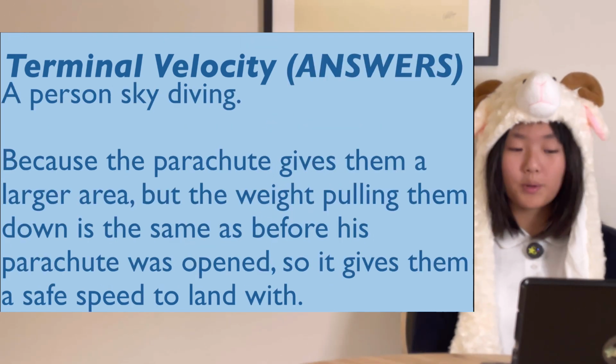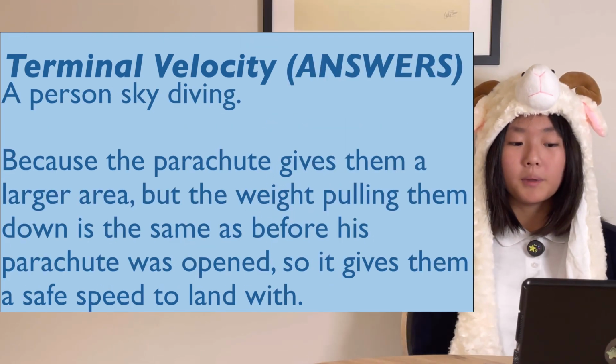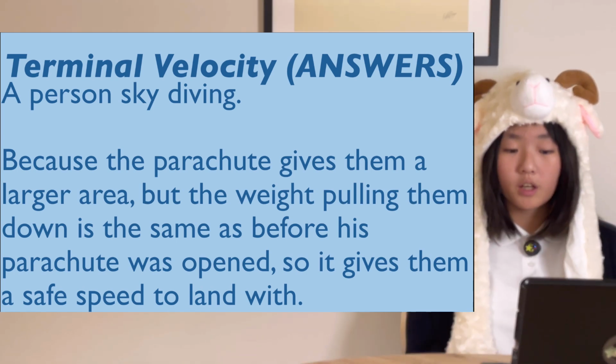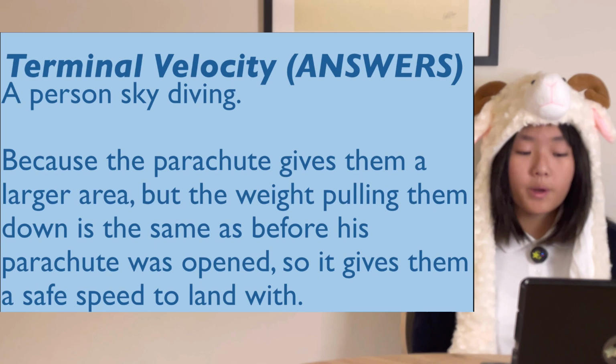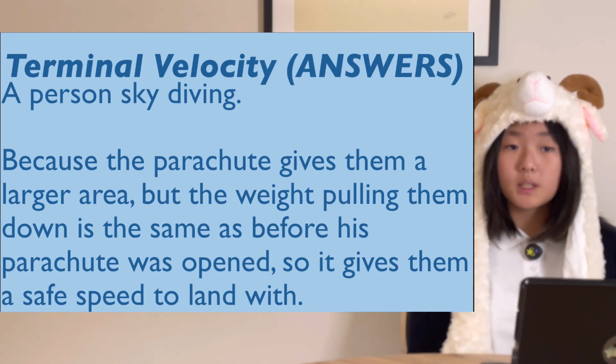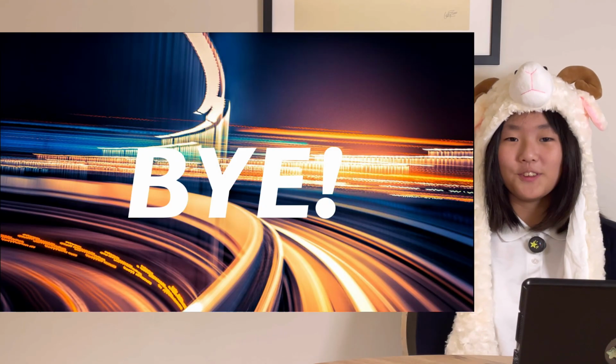The answers are a person skydiving, and because the parachute gives them a larger area, but the weight pulling them down is still the same as before their parachute was opened, so it gives them a safe speed to land with. And that is it for today's video.